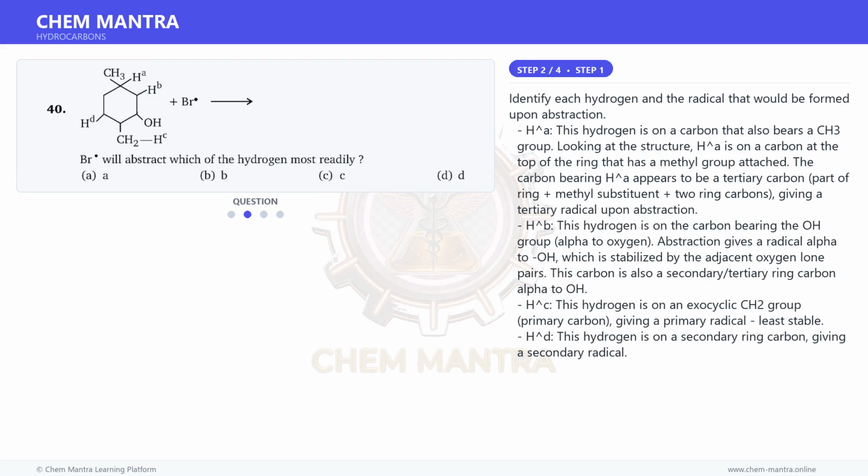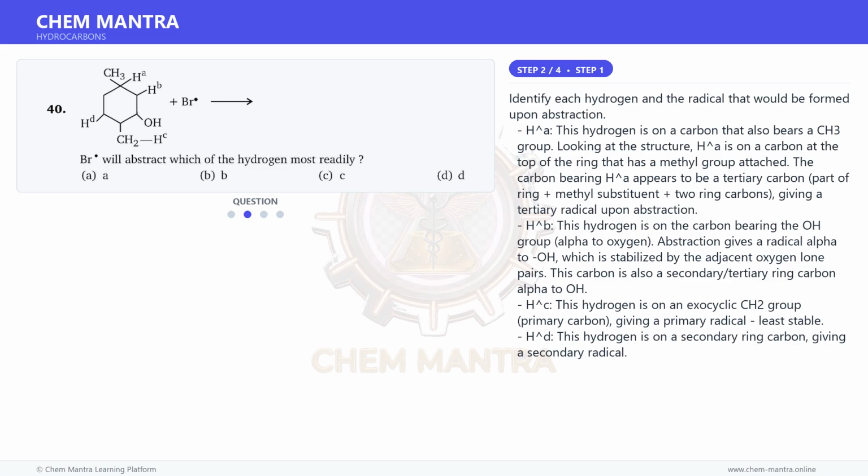Moving on to the next step. Identify each hydrogen and the radical that would be formed upon abstraction. HA, this hydrogen is on a carbon that also bears a CH3 group. Looking at the structure, HA is on a carbon at the top of the ring that has a methyl group attached. The carbon bearing H appears to be a tertiary carbon, part of ring plus methyl substituent plus 2 ring carbons, giving a tertiary radical upon abstraction.